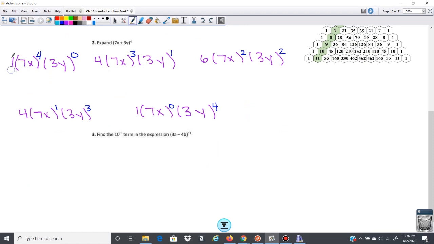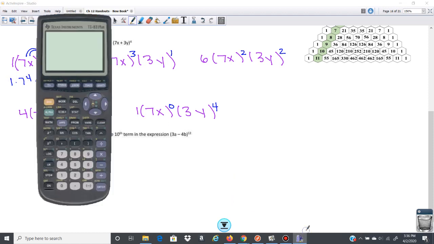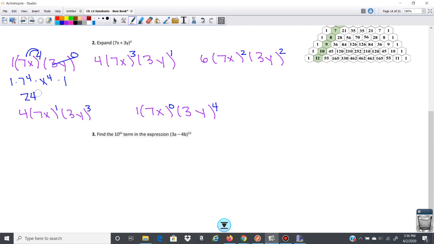So this is going to be a 1, times 7 to the 4th, x to the 4th, and 3y to the 0 is just 1, so times 1. So 1 times 7 to the 4th times 1 is just going to be 7 to the 4th. So that is going to be 2,401. So 2,401 x to the 4th for our first term.